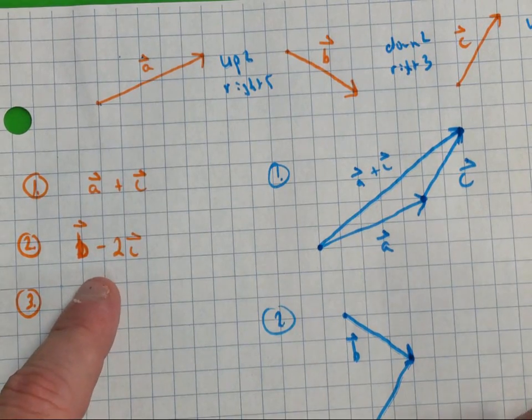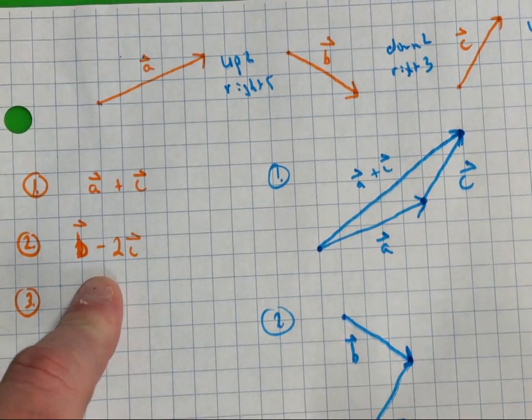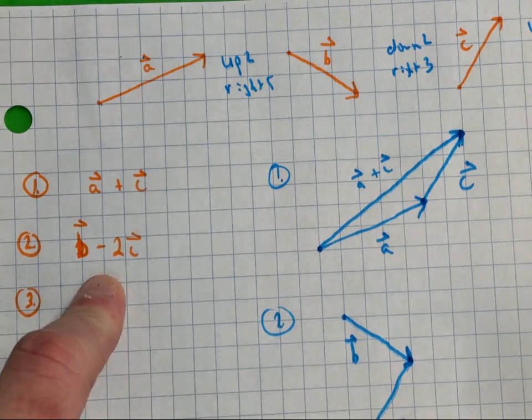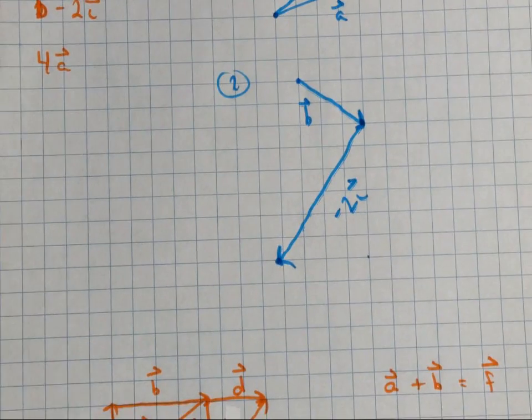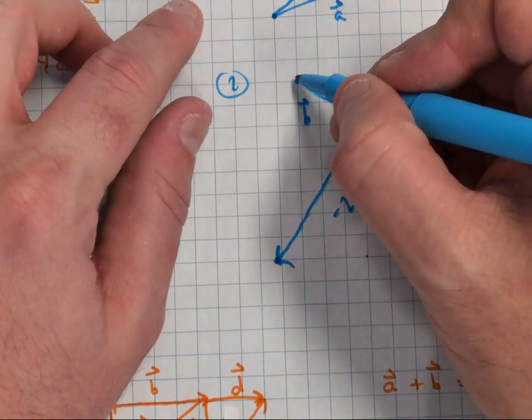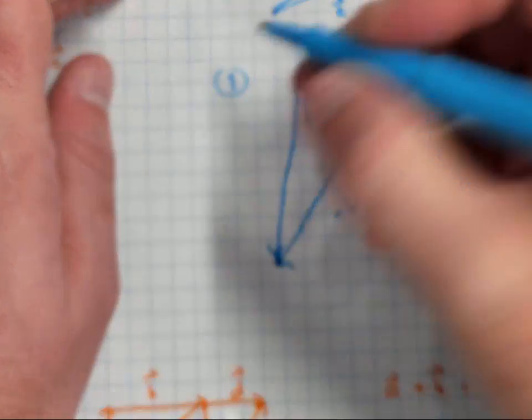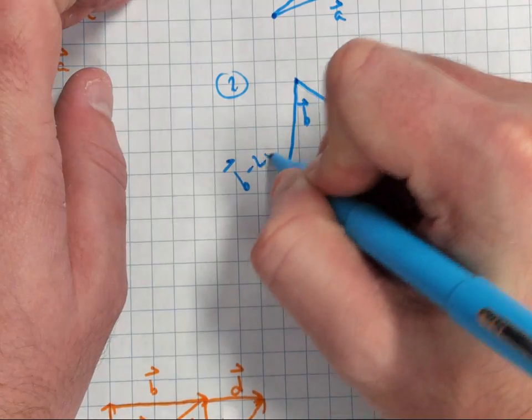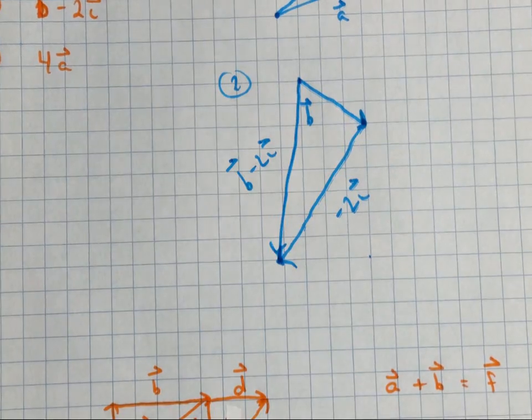And when I label this, I've got to put a negative 2C to let people know that was a negative 2. Okay? Now I'm going to connect from the tail of the first one to the head of the second one and label that vector B minus 2C. Are we good on those?